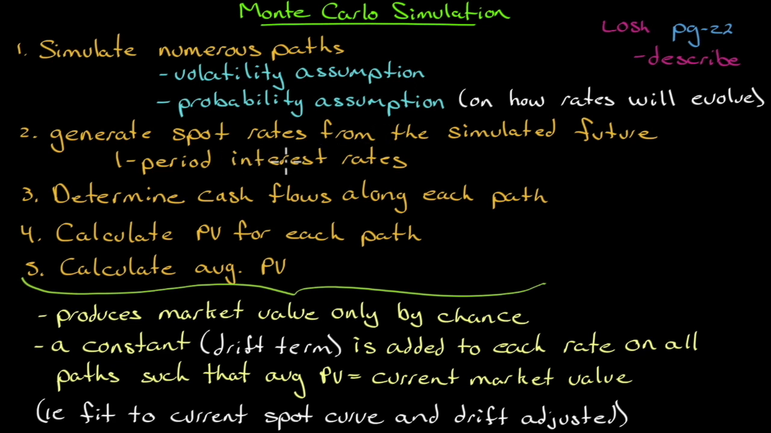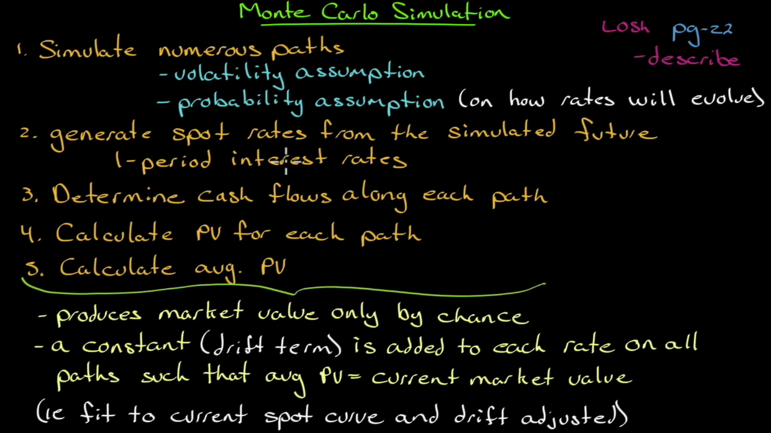What does this mean? Well, if we're going to take just 500, let's say out of a possible 8,000 different paths, the chances of our reproducing the exact current spot curve are slim. So what we want to do is say, okay, well, of those 500 that we generated, what does the path of spot rates look like based on what those are saying? From that, we can determine cash flows along each path. And we're going to see in the next chapter what that means to determine cash flows. Number four, calculate the present value of each path and then calculate the average.